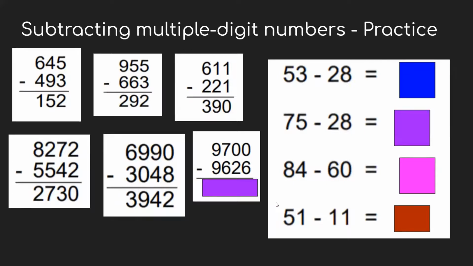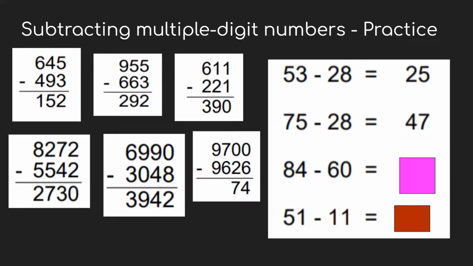9,700 minus 9,626 is equal to 74. 53 minus 28 is equal to 25. 75 minus 28 is equal to 47. 84 minus 60 is equal to 24. And 51 minus 11 is equal to 40.